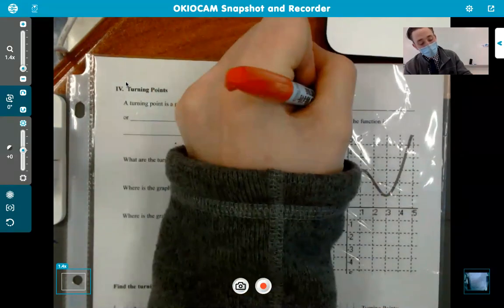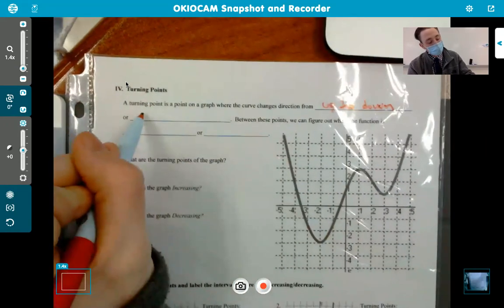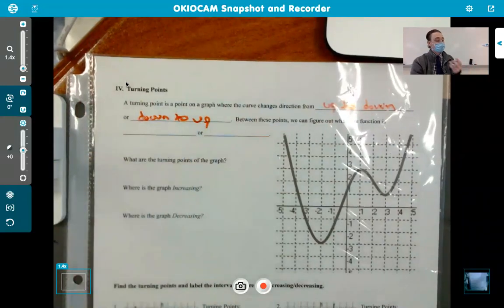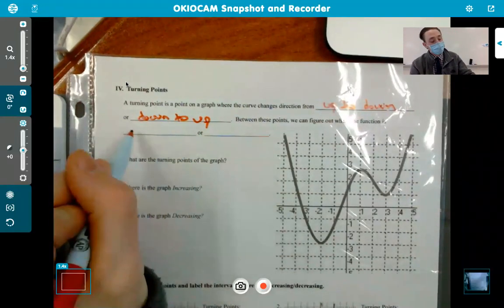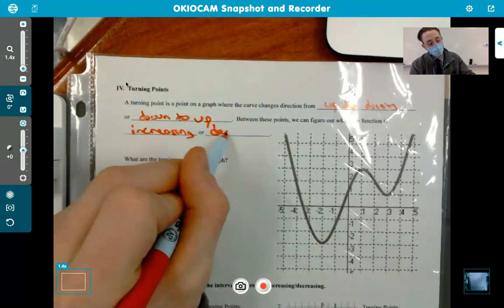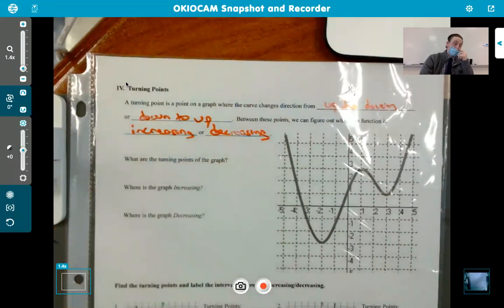We go from up to down or down to up. But in a little bit more of a mathematical sense, between these points, our figures are either increasing or decreasing. All right, and that's where the center of our focus is going to be for today. Where's my graph increasing from? Where is it decreasing from? The point in between those two ideas is where I have what's called my turning point, right? And our turning point is going to be a max or a min.